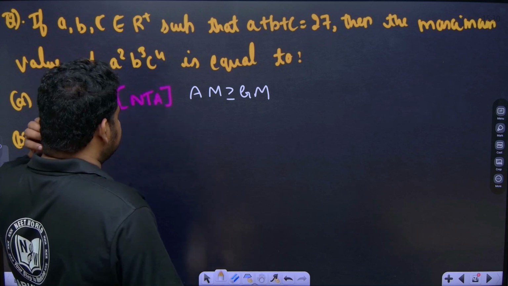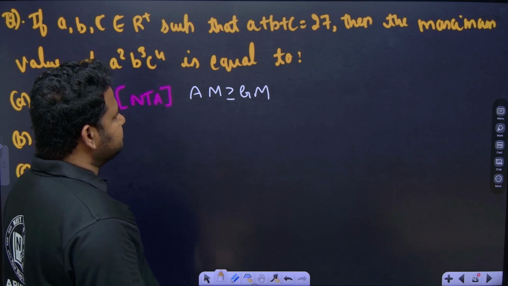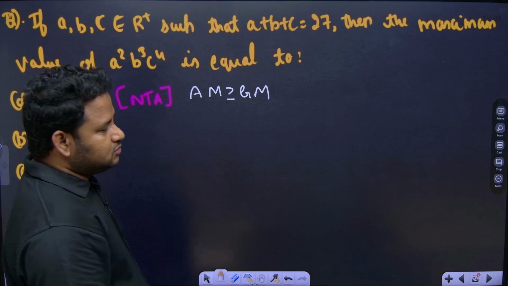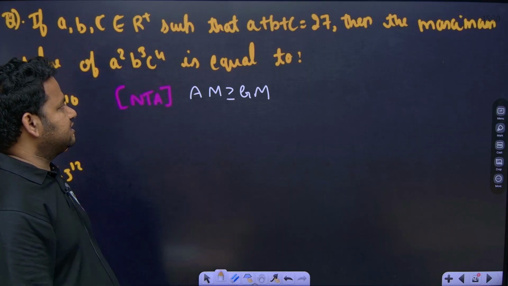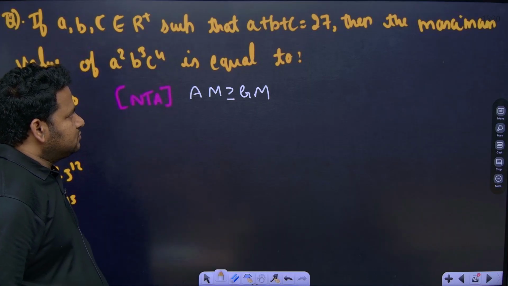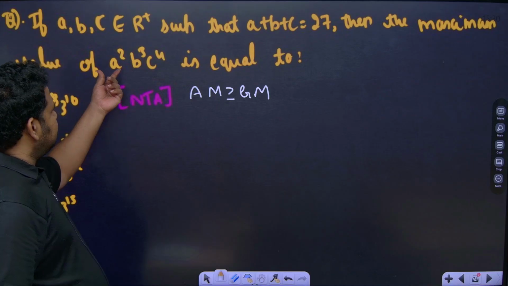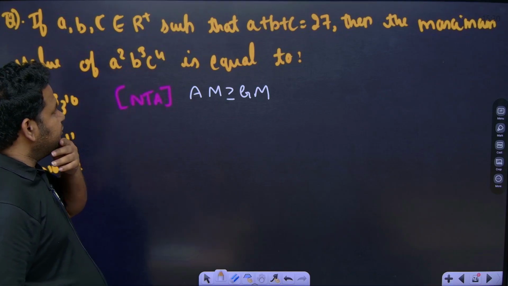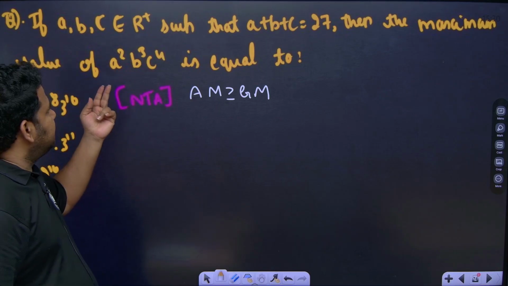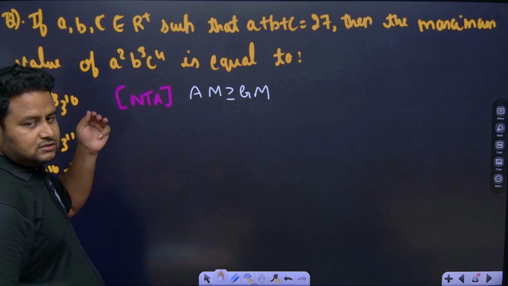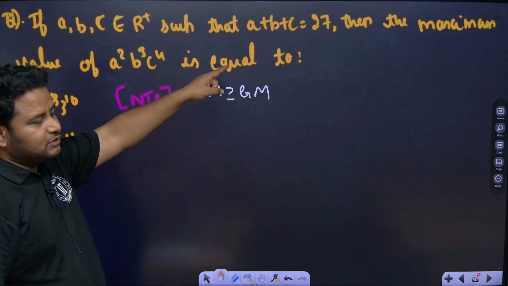So I have to take the values in such a way that I get a plus b plus c is equal to 27. So I have to take the terms. What are the terms I can take? Here they are telling a square b cube c to the power 4. So I have to take in such a way that I should get 2 a's, 3 b's, 4 c's, but at the same time that should be equal to 27.